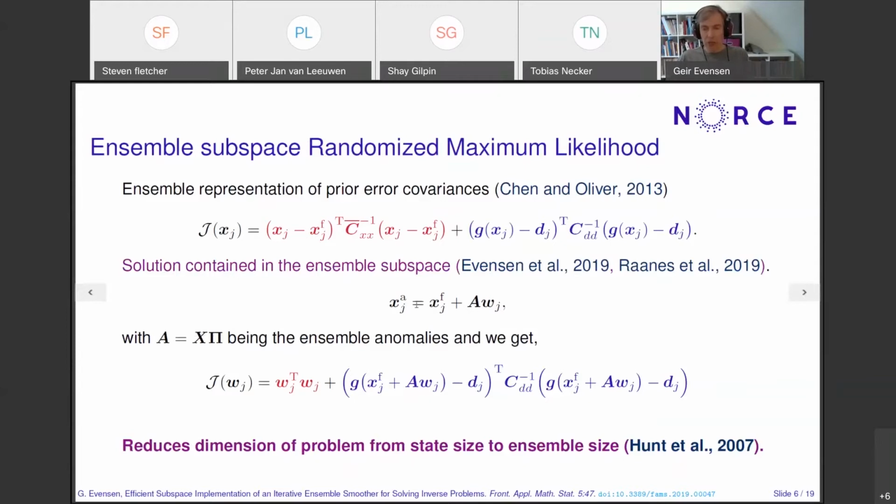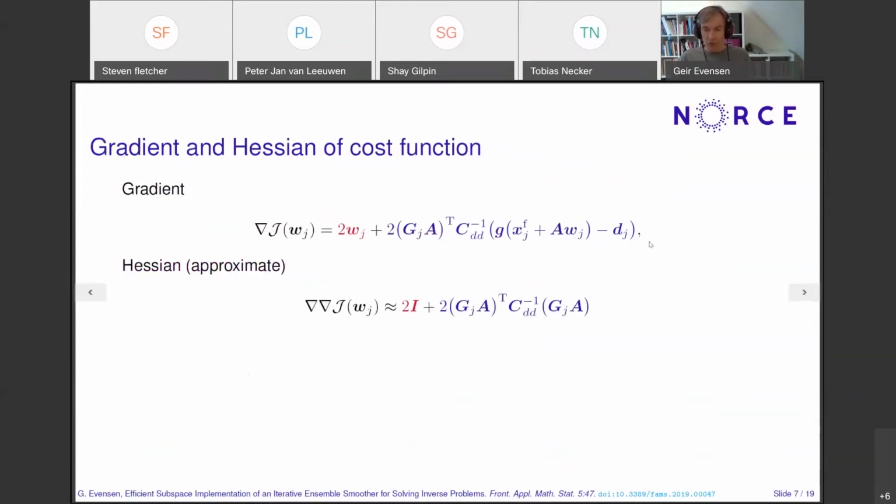If we insert this solution into the cost function, we get a new set of cost functions where we have eliminated all references to the full state vector and also the full state covariance matrix. That actually becomes a diagonal here, and the dimension of the problem is now the ensemble size instead of the state size. In principle this should become a much easier problem to solve. What we can do now is compute the gradient of this cost function, set it to 0 and minimize. The gradient looks just like this.